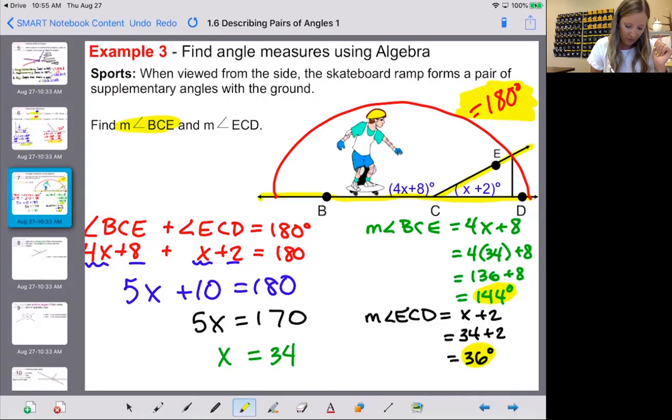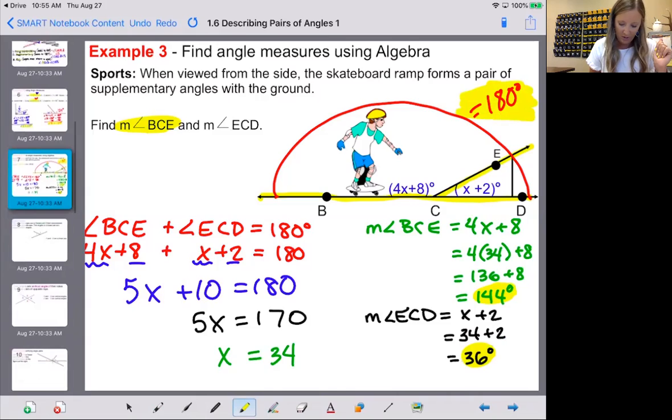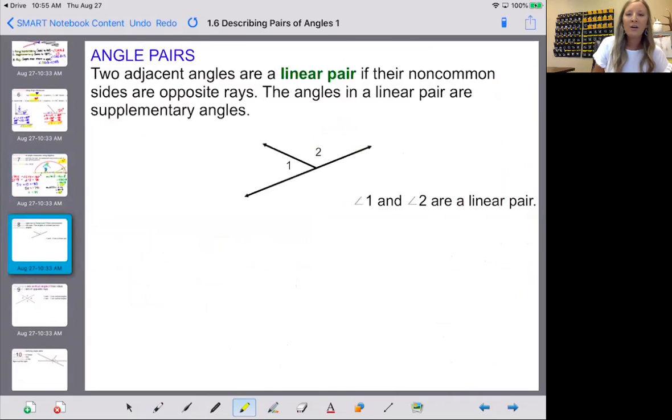All right, we've got a few more slides here. Next, we're going to talk about a linear pair. This is one of those definitions that I think is really confusing. If you just kind of follow the picture, it's almost easier. So it says it is two adjacent angles, so angles that are touching, are a linear pair if their non-common sides, so not the side that's touching, but the other sides, are opposite rays, meaning they're on a straight line. The angles in a linear pair are also supplementary.